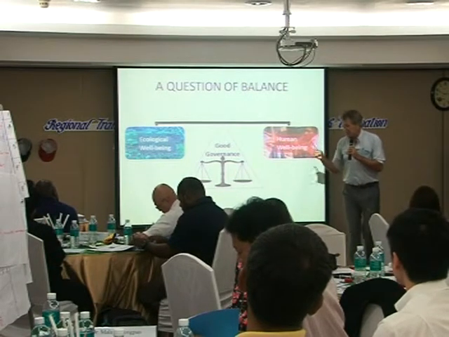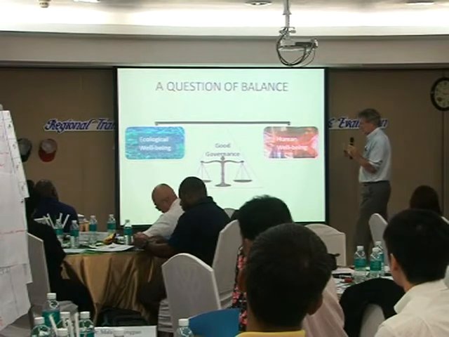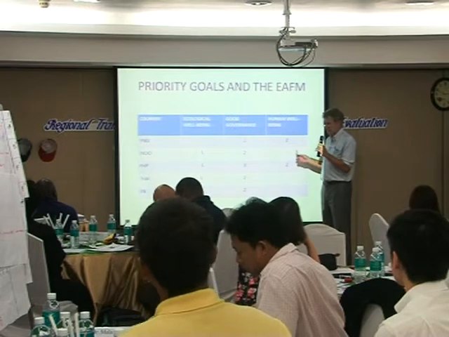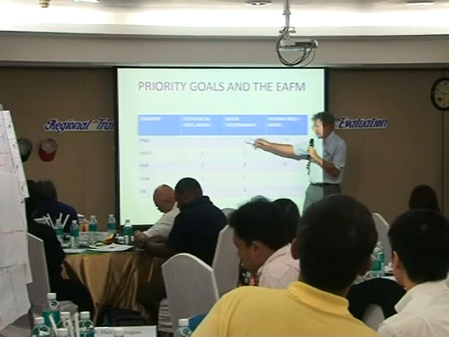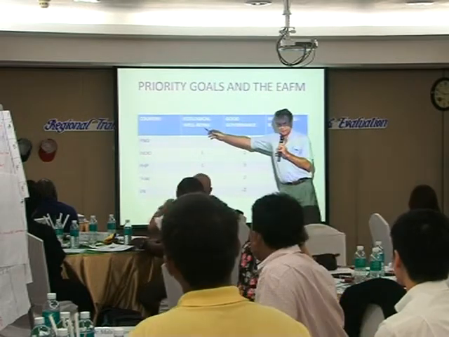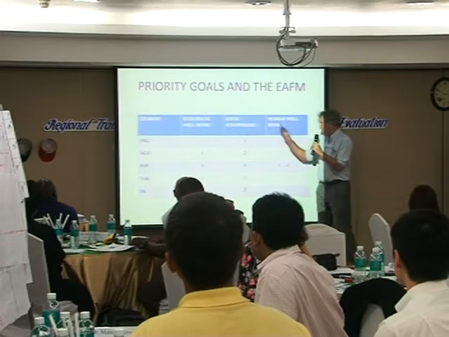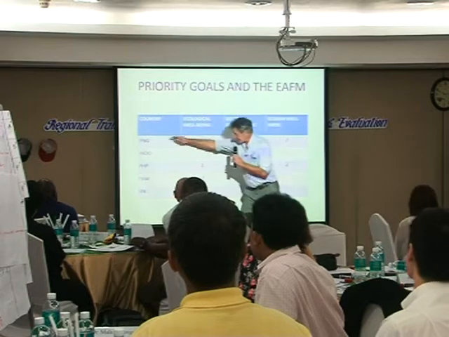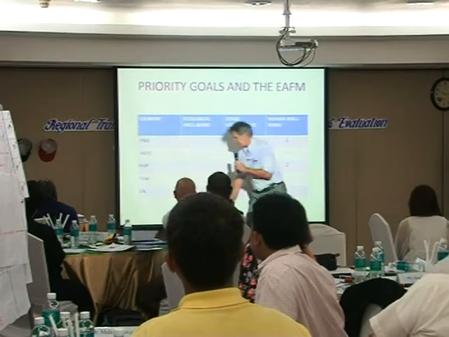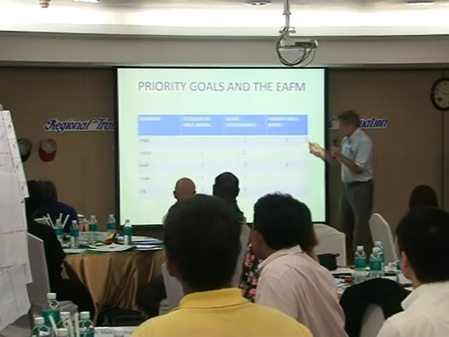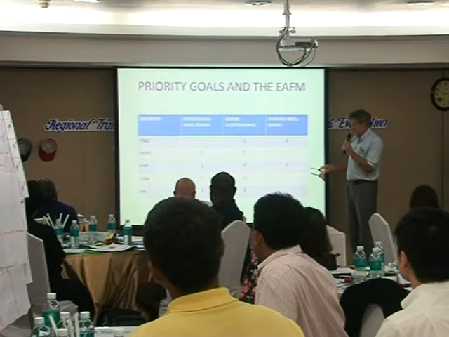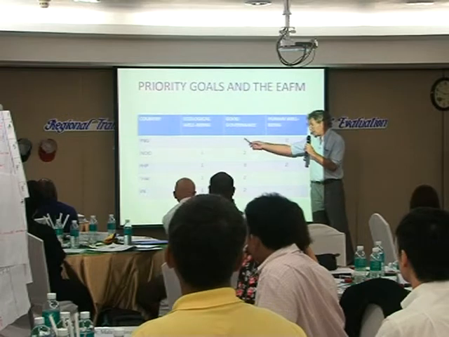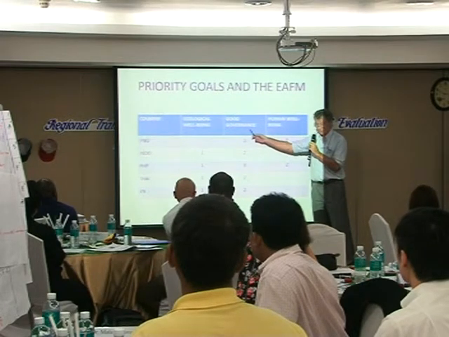So what I've tried to do with one more slide is to put your goals into this same framework: ecological well-being, good governance, and human well-being. And look, by each country, Papua, Indo, Philippines, Thai, Vietnam, where your goals are mostly focused. For example, PNG, your primary goal is focused on good governance.